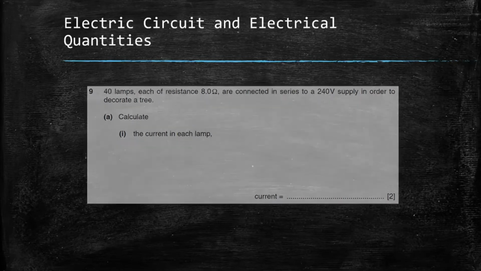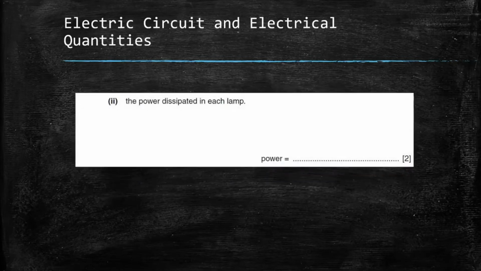9a (ii). The power dissipated in each lamp. Power dissipated equals I squared times R. So, power dissipated equals 0.75 squared times 8, which equals 6 watt. So, the power dissipated in each lamp equals 6 watt.